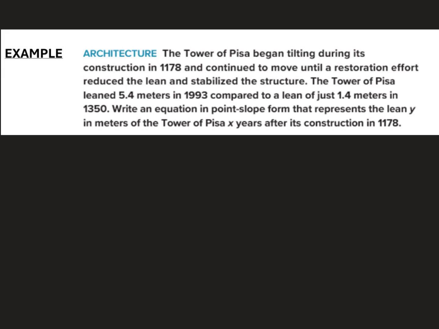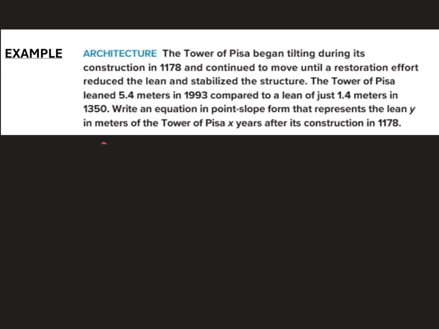For this example, we're talking about the Tower of Pisa, the Leaning Tower of Pisa. It began tilting during its construction in 1178 and continued to move until a restoration effort reduced the lean and stabilized the structure. The Tower of Pisa leaned 5.4 meters in 1993 compared to a lean of just 1.4 meters in 1350. Write an equation in point slope form that represents the lean y in meters of the Tower of Pisa x years after its construction in 1178.